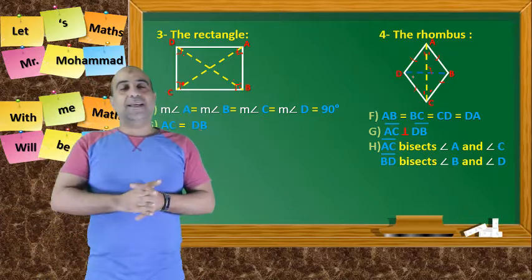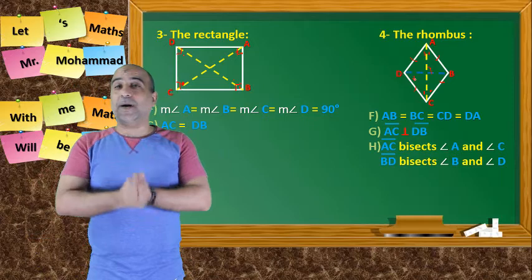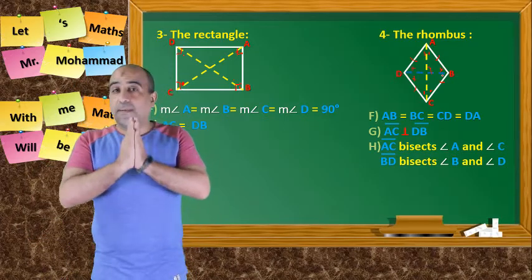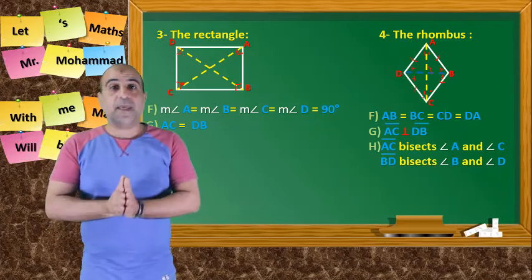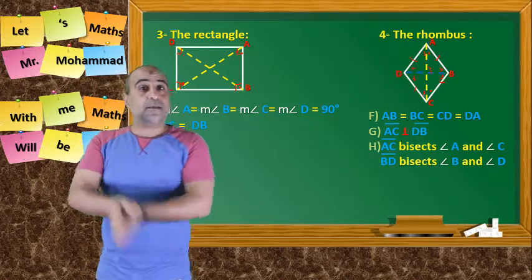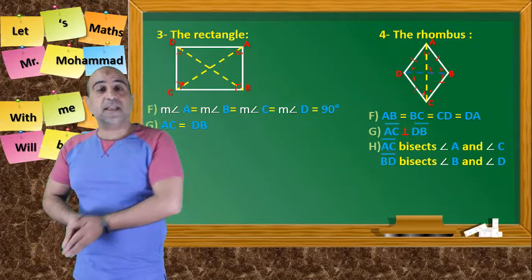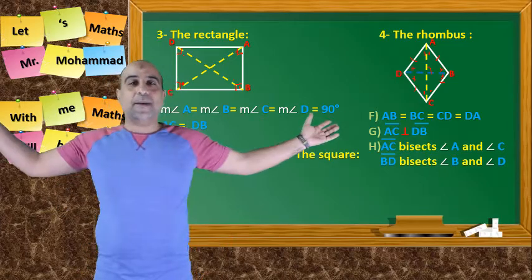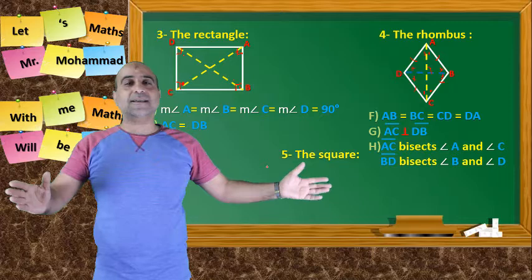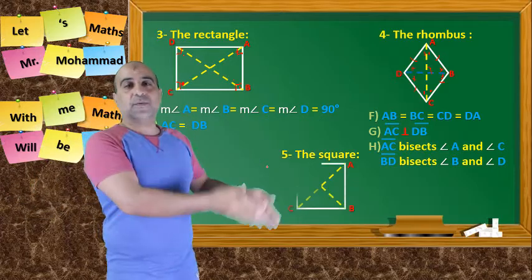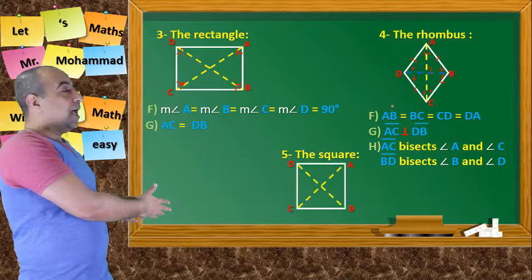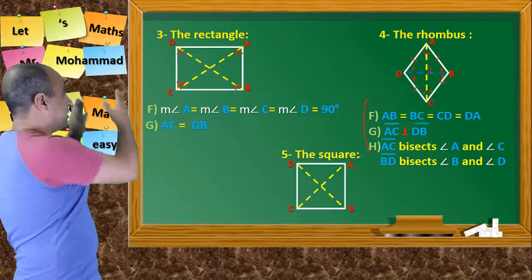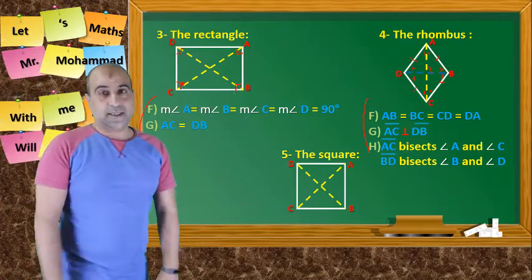And finally, the square has all the properties of the parallelogram and also the properties of the rectangle and the properties of the rhombus. All the properties we have just said exist in the square.